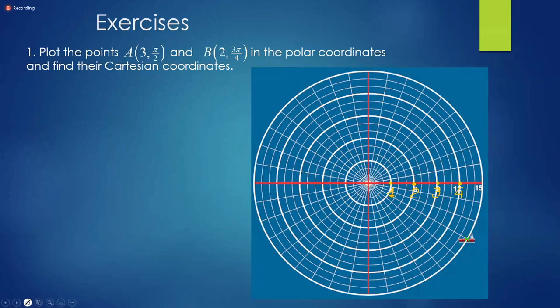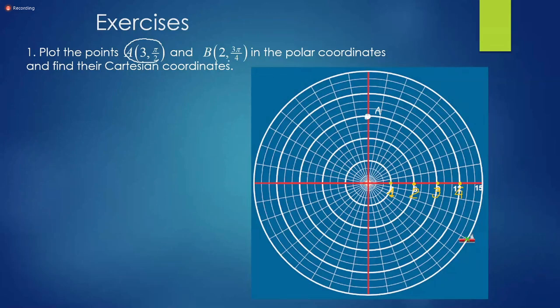So now let's have a look, plotting the points. Point A, coordinates 3 and pi over 2. So 3 units distance, 1, 2, 3, and the angle is pi over 2, that is the right angle. So the point A would be here, angle pi over 2, right angle, and distance 3. I will take the pen and map this. This is the point A: distance 3, angle pi over 2.